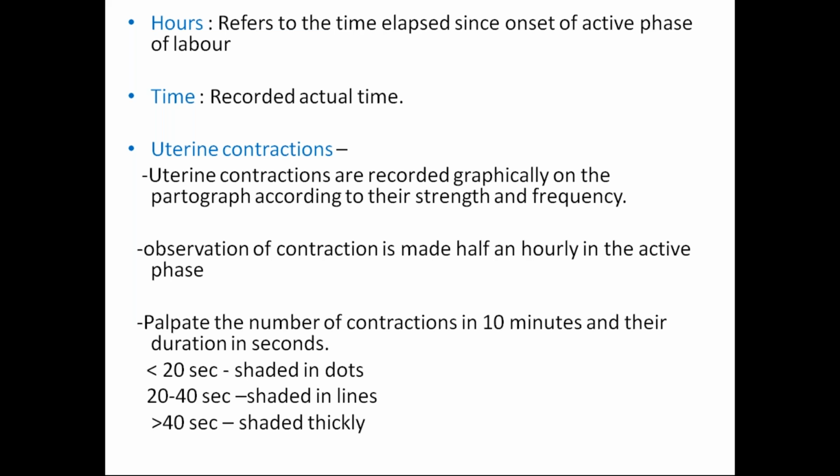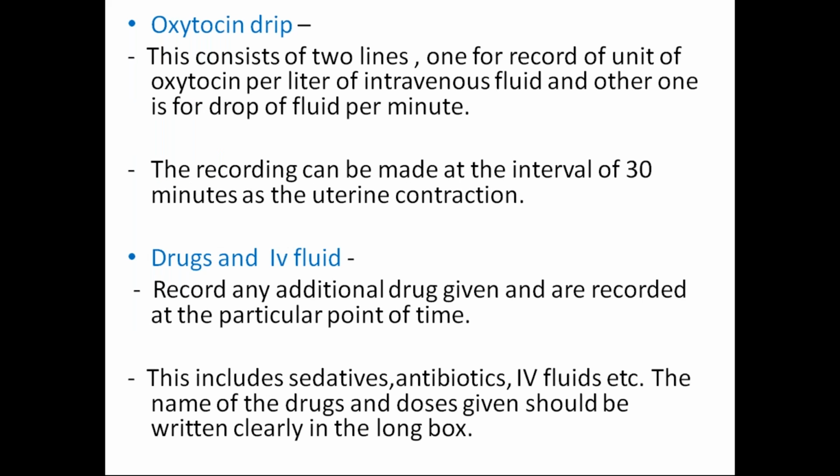Uterine contractions are recorded graphically on the partograph according to strength and frequency. Observation of contractions is made half-hourly in the active phase. Palpate the number of contractions in 10 minutes and the duration in seconds. For less than 20 seconds, we shade them in dots, for 20 to 40 seconds, we shade them in lines, and for more than 40 seconds, we shade them thickly.